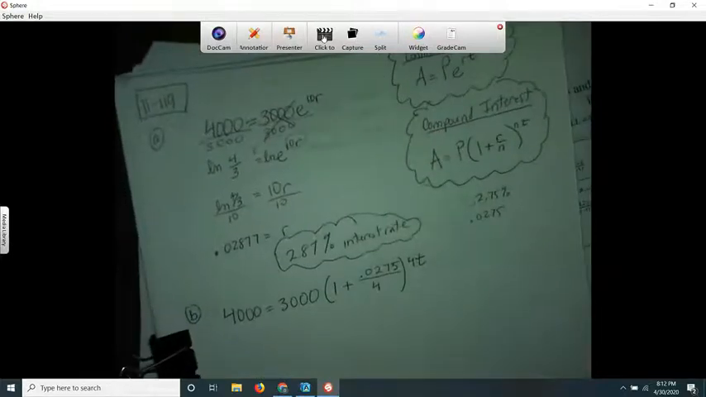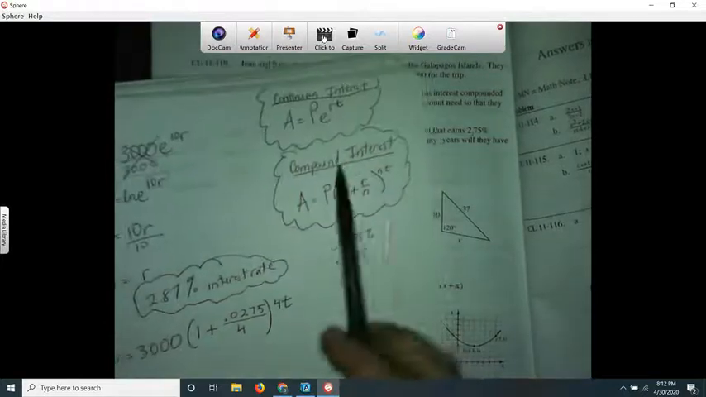So there's letter A. Now letter B, it says instead they can put the money in a savings account that earns 2.75% interest annually, compounded quarterly. And how many years will it take them to have $4,000? So that's not continuous. That is compound interest.